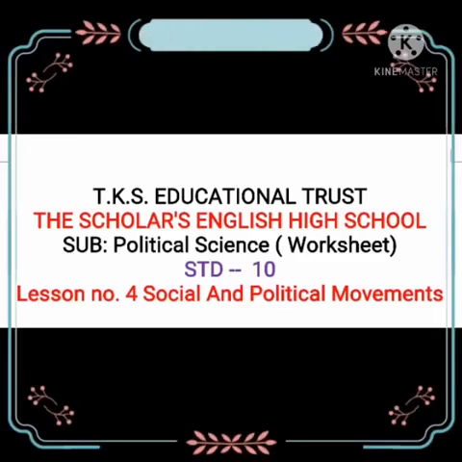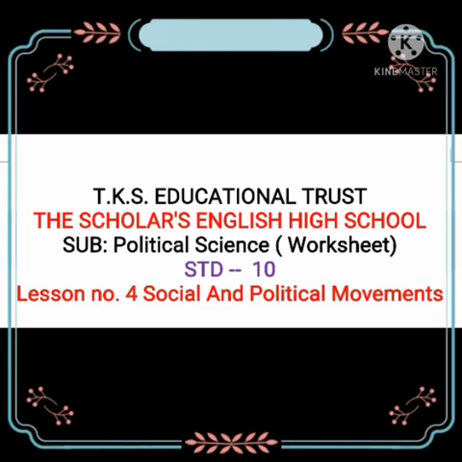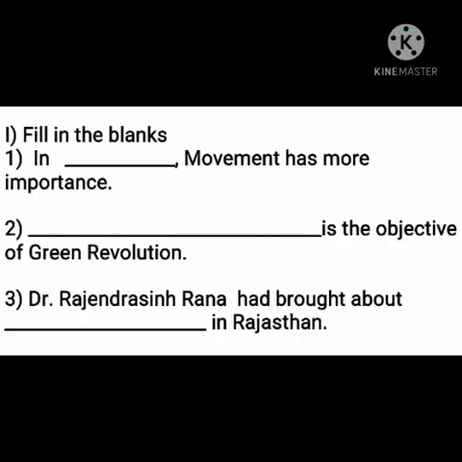Today we will solve political science worksheet lesson number 4, social and political movements. So be ready with the worksheet and pen in the hand. Write down the name, standard, division, roll number and today's date. Now read the first question. The very first question is fill in the blanks.